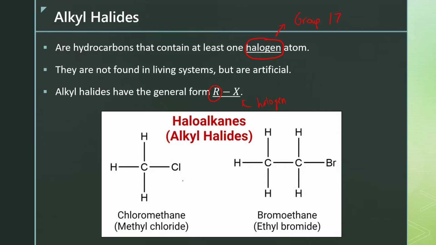I found this picture that shows 2 relatively simple alkyl halides. There's chloromethane, right? So it's a chlorine coming off of what looks like otherwise a methane. And then bromoethane, so it's bromine. That's why there's bromo there, coming off of what looks like an ethane, you know, 2 carbons and all that. That's kind of the idea here. So these are alkyl halides.